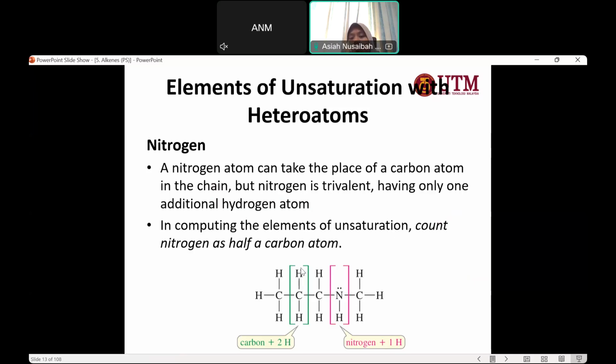Because in theory, as we see in the green color here, 1 carbon should have 2 hydrogen. But in the case of nitrogen, it only has 1 hydrogen. That is why when we calculate, we consider that nitrogen is half a carbon, because it has half the number of hydrogen attached to it as compared to carbon.